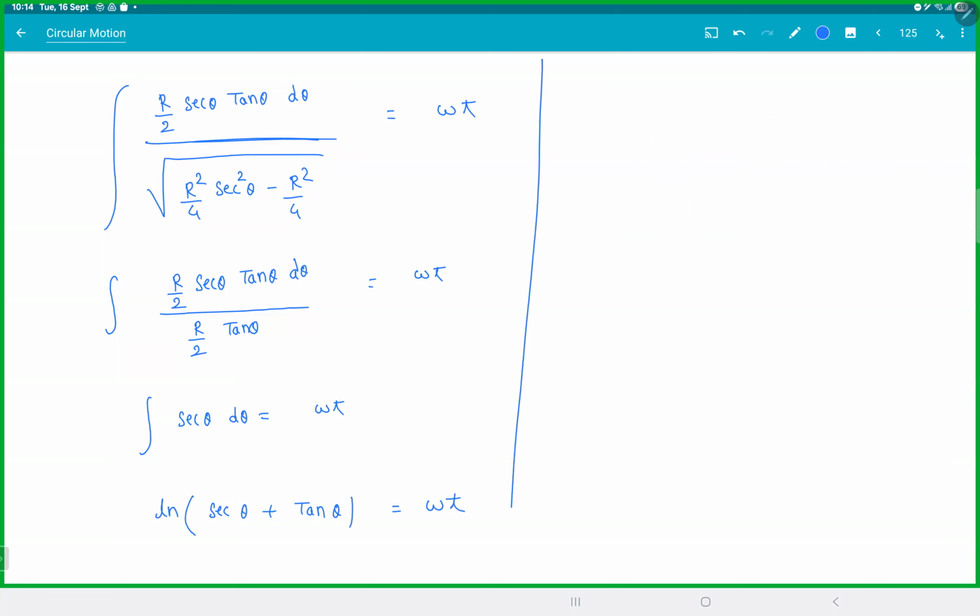This is equal to omega t. When you put limits now, you'll get ln 1, so that term goes to 0. So you'll get sec theta plus tan theta is equal to omega t. But what is sec theta? Sec theta is 2x by r. That's what I said, it's more of a maths. Tan theta is root over sec square theta minus 1, so that will be root over 2x by r whole square minus 1 is equal to e power omega t after removing the log. Send it that side and square.